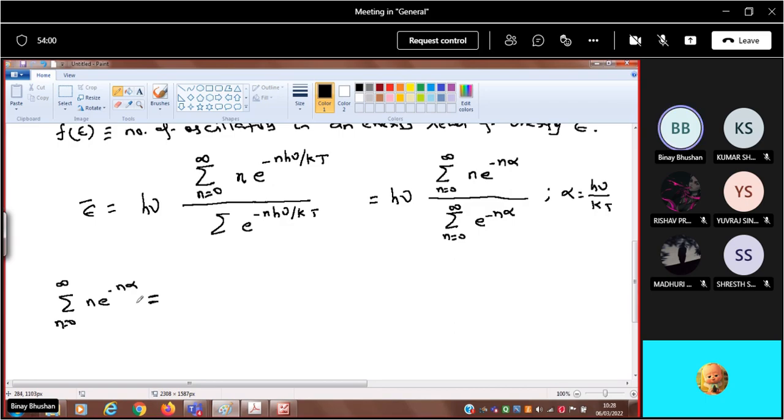कौन सा summation series है ये? AP या GP या HP? The geometric progression. Geometric. Sir, combination of geometric and arithmetic progression.